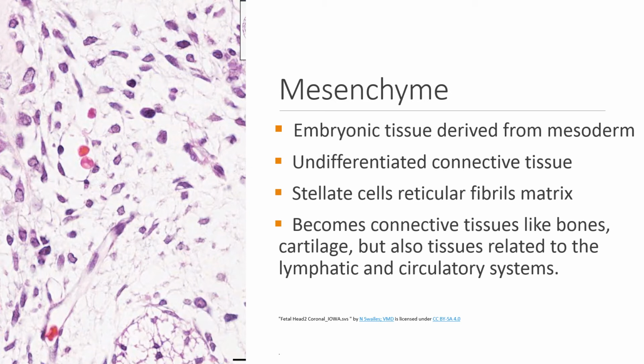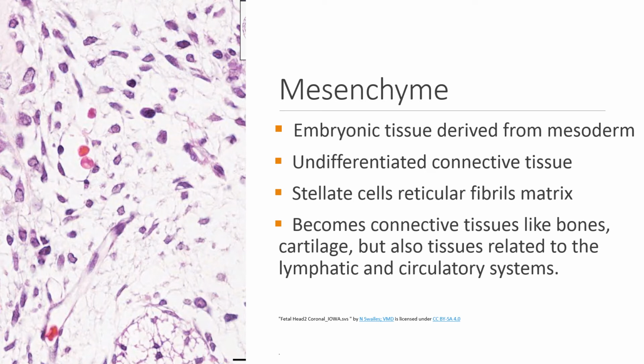Embryonic tissue is derived from mesoderm. So if you're familiar with embryos, they have three basic layers: the endoderm, the mesoderm, and the ectoderm. The mesoderm is the one that's right in the middle. And this tissue consists of undifferentiated connective tissue. Undifferentiated basically means that this is connective tissue, but it hasn't decided what it's going to be.